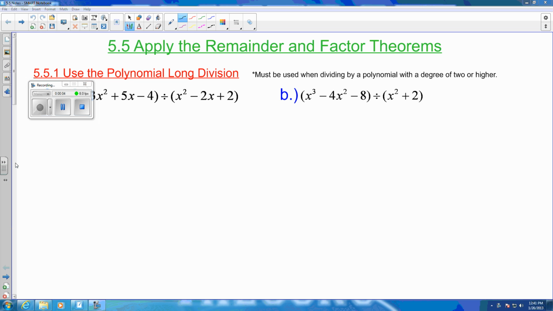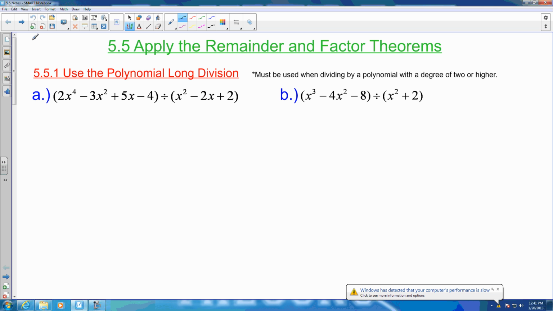Okay, we are in section 5.5 where we are applying the remainder and factor theorems. I think it was in intermediate algebra we talked about using long division to divide polynomials.